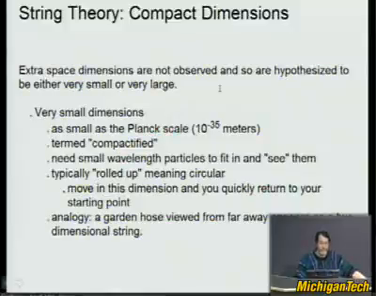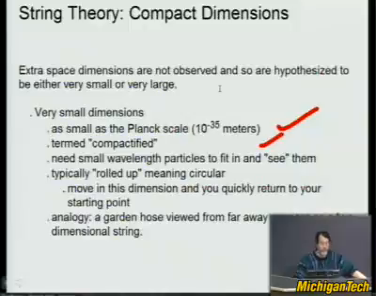So what happens to these extra dimensions? How come we keep seeing only three? I can move up and down, left and right, and front and back, which are the three spatial dimensions, but I myself don't appear to be able to move in any of these other dimensions. The typical reason is that these dimensions are very small. They may be as small as the Planck scale, which is described in other lectures. They are what's called compactified, so you need small wavelength particles to fit in and see them. They're typically considered to be rolled up, meaning circular. Move in this direction and you quickly return to your starting point.